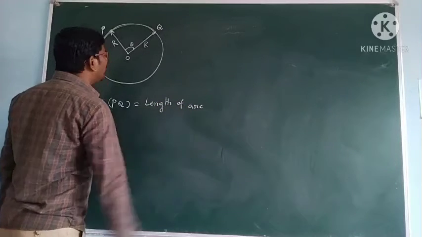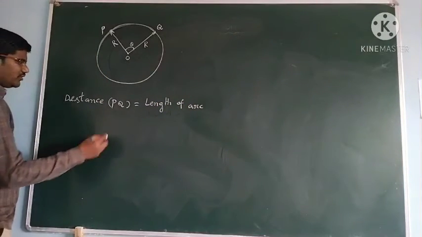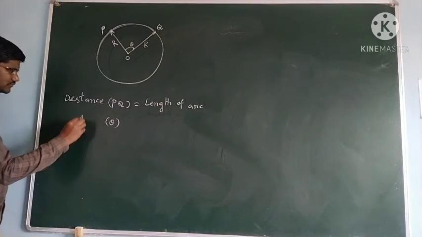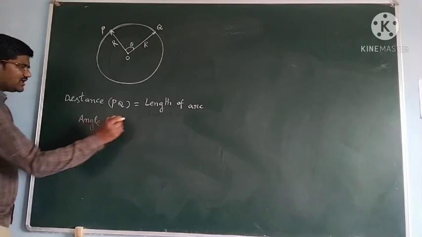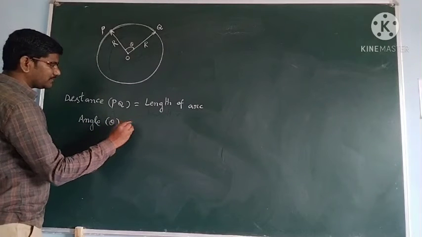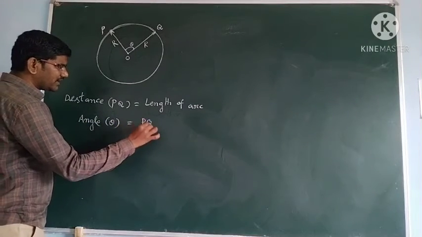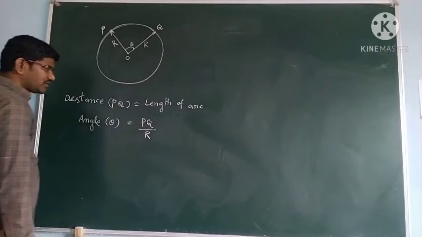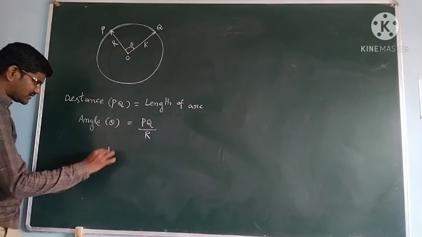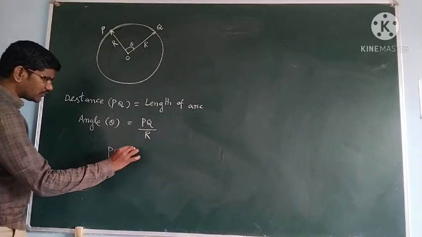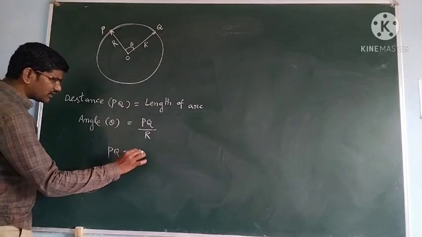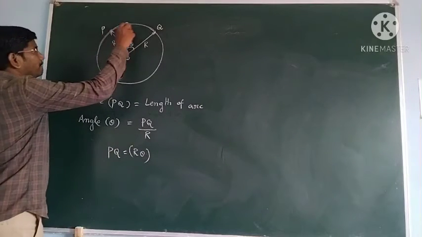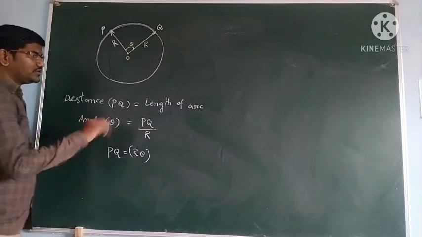Okay, students. So we know the formula, angle theta is equal to length of the arc, that is PQ, by radius of the circle, which is called r. Okay, students, then PQ is called distance. So PQ is equal to r into theta, you can follow. This is called distance. So how much length it has traveled, you got it about distance.